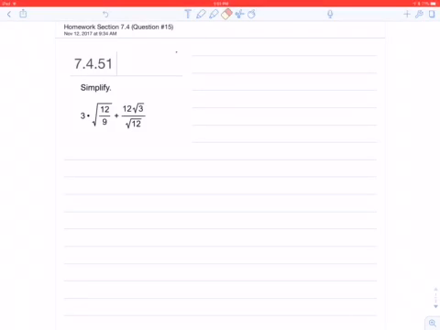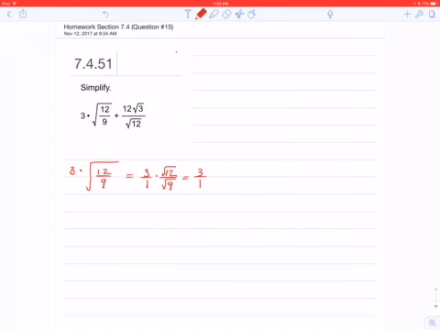To add these radical expressions, I need to first simplify each of the radical expressions. So I'll start with the first one. I have 3 times the square root of 12 over 9. Well, I'll put that 3, the whole number 3, over 1. And the square root of 12 over 9, I'll write it as the square root of 12 over the square root of 9.